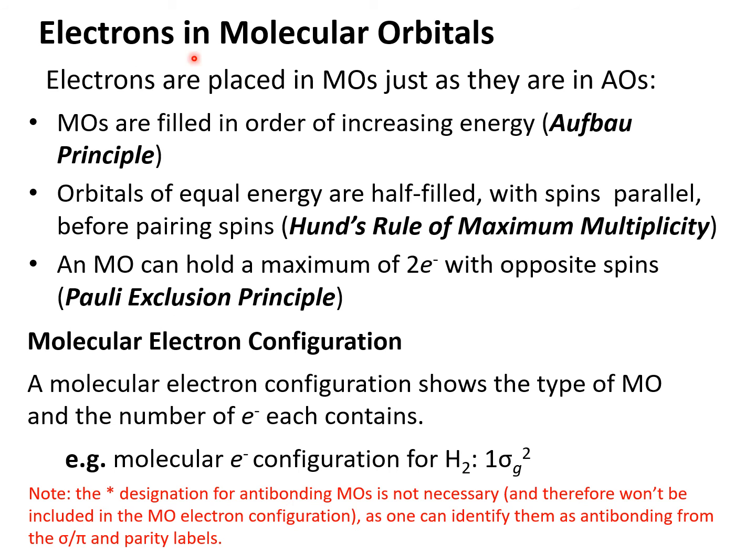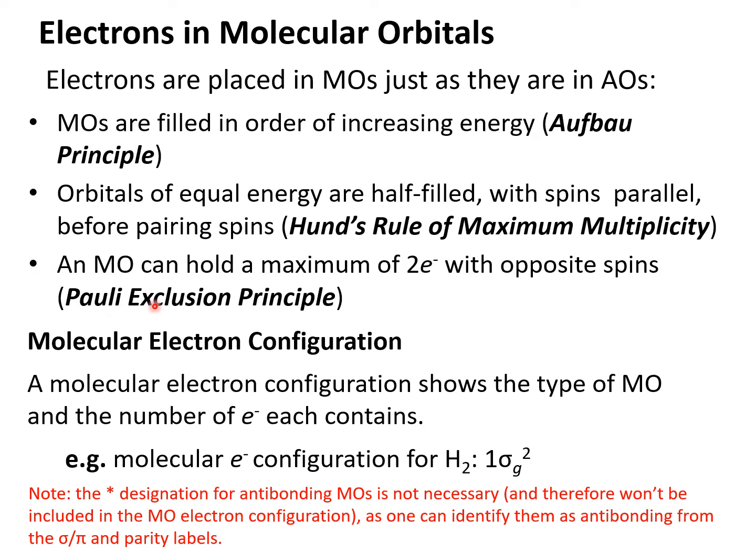In order to place our electrons in our molecular orbitals, we use exactly the same rules that we do to fill electrons in our atomic orbitals. Namely, we follow the Aufbau principle, which states that we fill our molecular orbitals in order of increasing energy. In other words, we go from lowest energy to highest energy. Next, we follow Hund's rule of maximum multiplicity, which states that when we have orbitals of equal energy, we first place one electron in each orbital with spins parallel, or all spin up. Then, only when our molecular orbitals are half filled, we begin to pair the electrons.